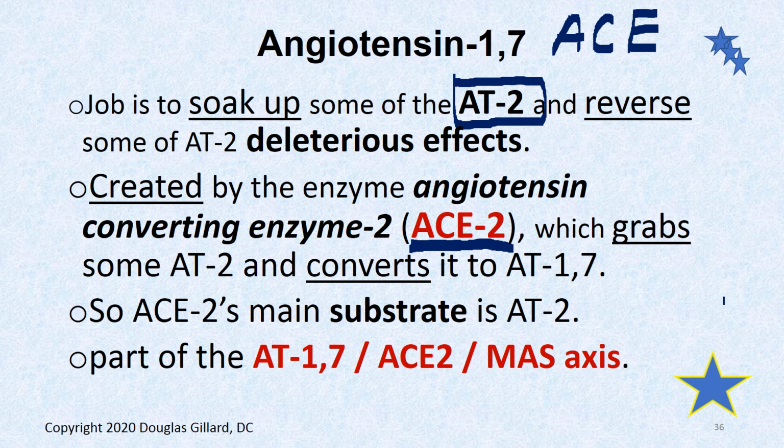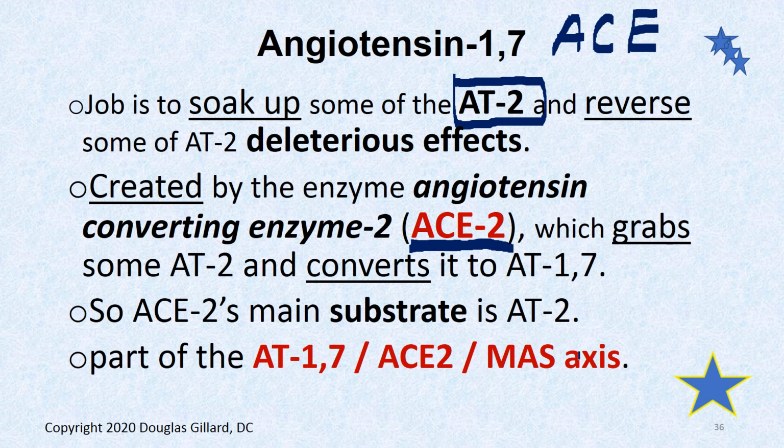And then who's the substrate? Where does angiotensin 1-7 come from? It comes from angiotensin II. I think we said that already. Angiotensin II can be converted into a very healthy peptide called angiotensin 1-7. So that's where it comes from. ACE2's main substrate is angiotensin II, and it soaks it up. Thank goodness normal people don't have tons of angiotensin II around, because it gets soaked up by ACE2. Okay, so that's a good thing.